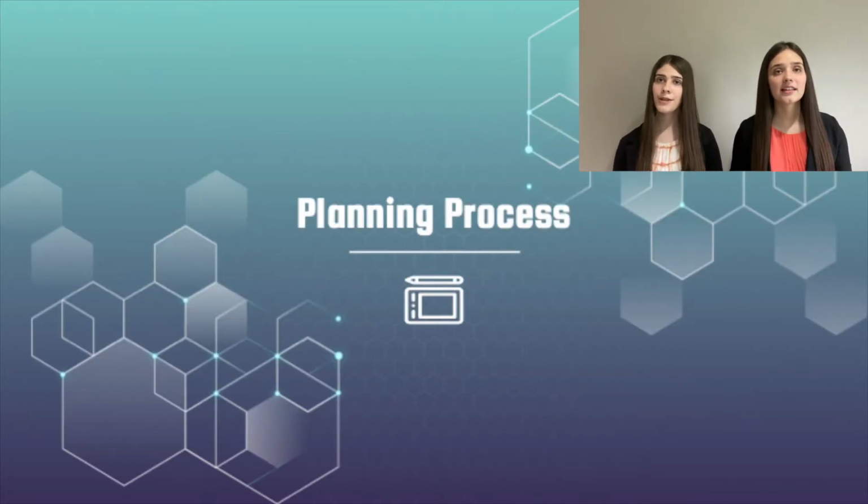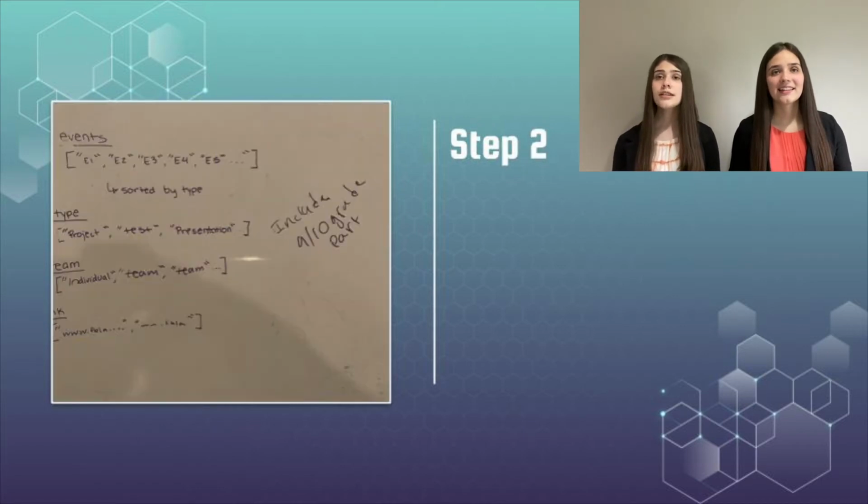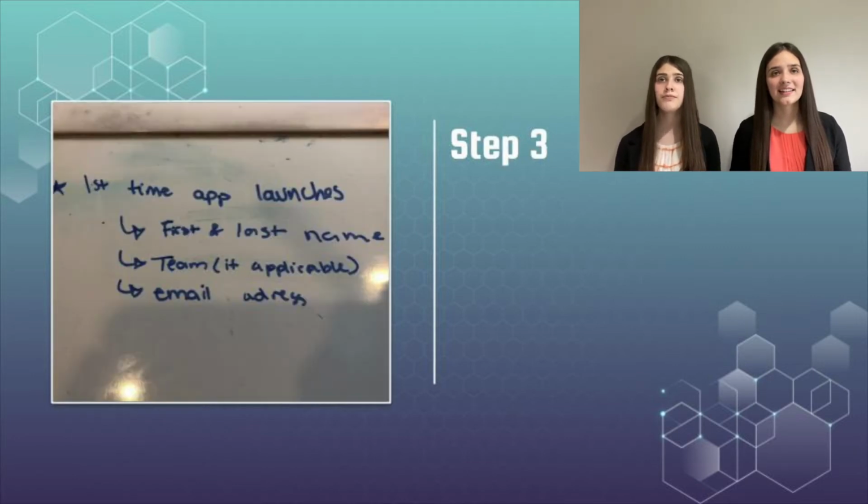And this brings us to our planning process. First, we planned out what we wanted the app to look like and how it would flow. As you can see by our sketch, we laid out the ways the pages would look, making sure we included all the necessary components. Next, we collected the data that we would need within our app. We put this data into arrays so it'd be easy to work with when we began to program. Finally, we wrote out how we wanted the app to work so that translating it into code would be easy. For example, in this picture, we talked through the first time the app launched, we would need to collect the user's first and last name, the team they belong to, and the user's email address.